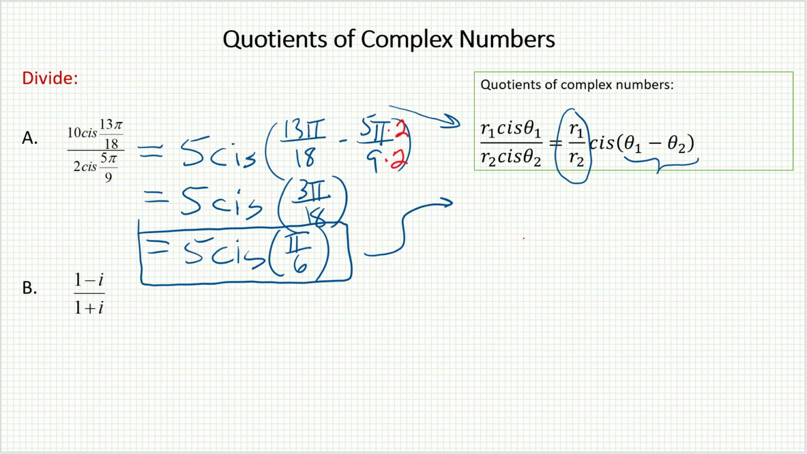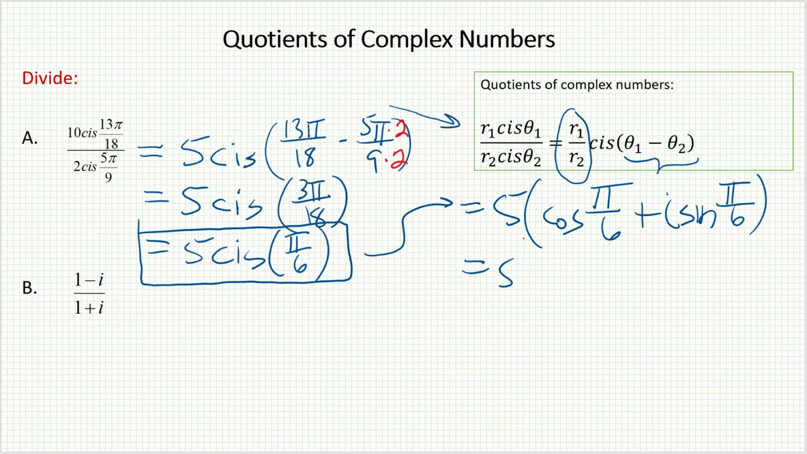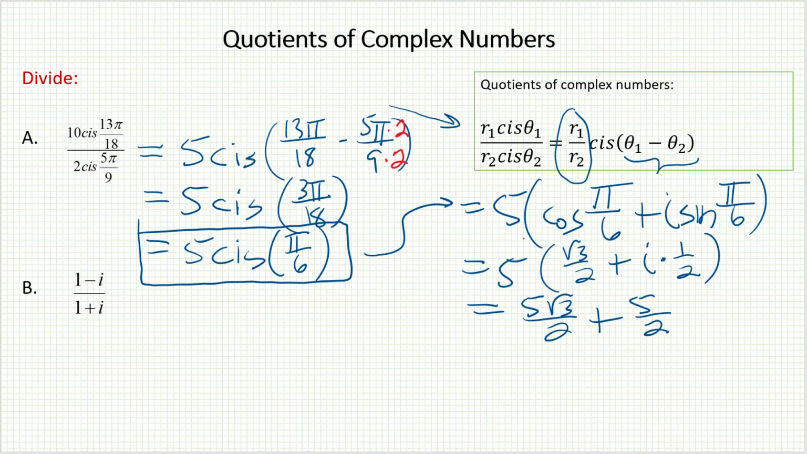If I wanted the rectangular form, I would just have to write it out the long way. 5 parentheses cosine pi over 6 plus i sine pi over 6. And then calculate those values. We've done these so many times. Cosine pi over 6 is square root of 3 over 2. And sine pi over 6 is 1/2. And when I distribute the 5, it looks like I'll get 5 root 3 over 2 plus 5 halves i. A plus bi. So I've written my number in standard form.